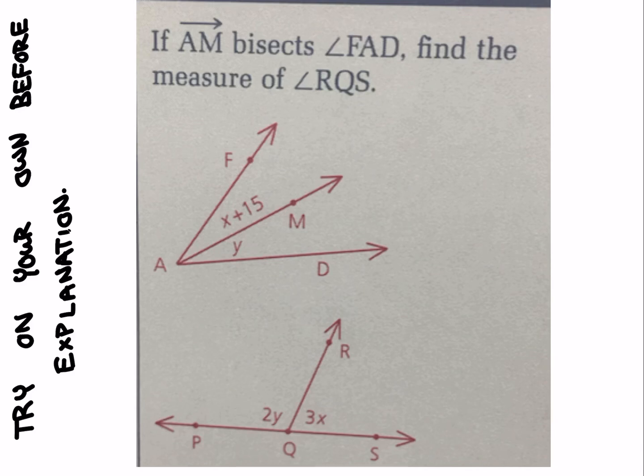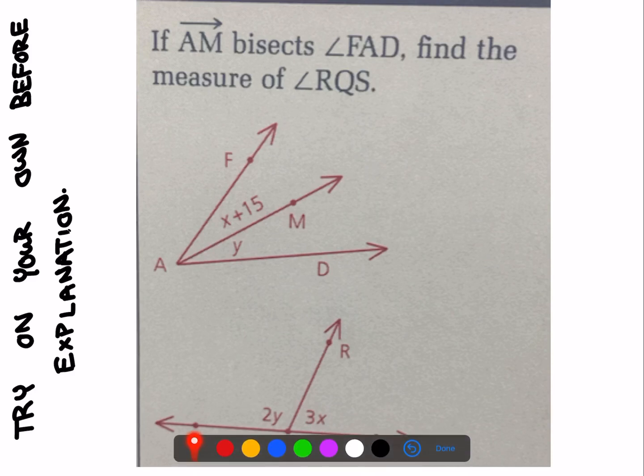All right, today we're going to be talking about paragraph proofs, but before we do that, we're going to go ahead and go through a couple practice problems about angle bisectors. So, if ray AM bisects angle FAD, find the measure of angle RQS.